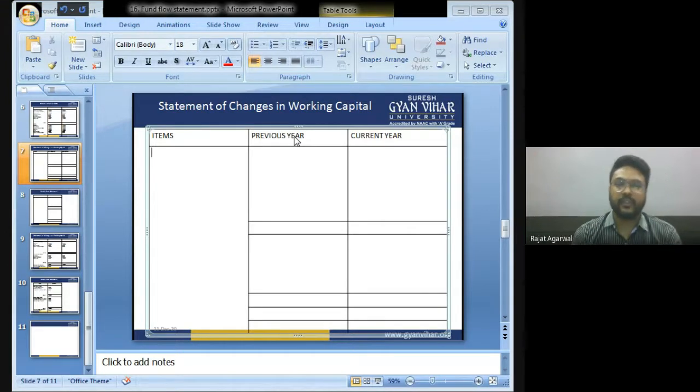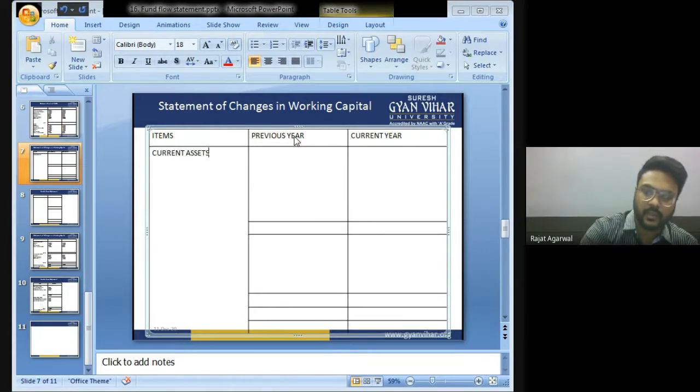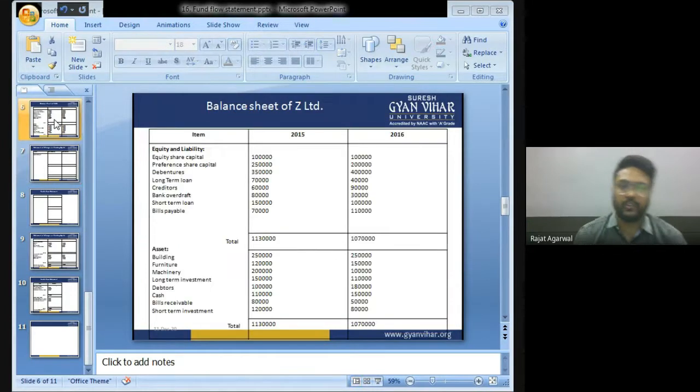So first of all we will write current assets. Now let's see what current assets are given in the question. Look at the assets part. Is building a current asset? No sir. Is furniture or machinery a current asset? No. Is long term investment a current asset? No. Is debtor a current asset? Yes sir, debtor is a current asset.